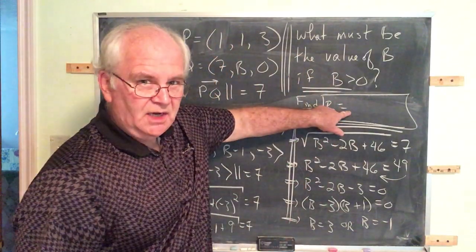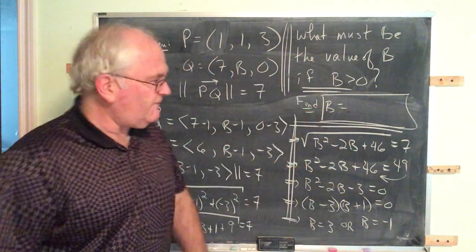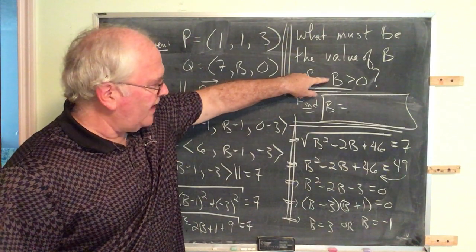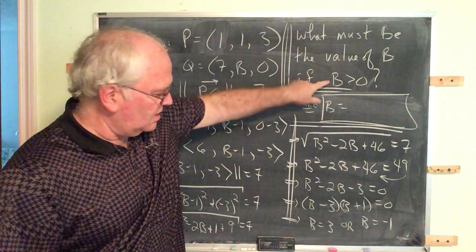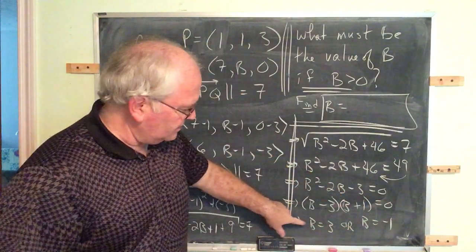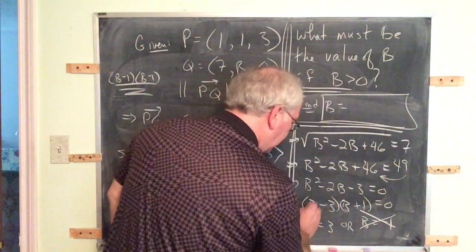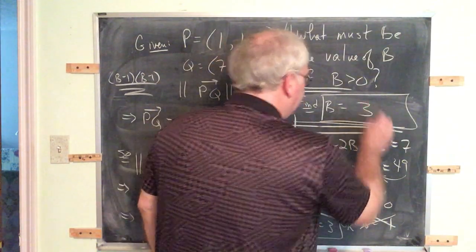So which do we put here? That's where we play our final card in our hand. We're also given the fact that we're assuming b is bigger than 0, and so that tells us which of these two we take. Not that one. The value we want is b equal to 3.